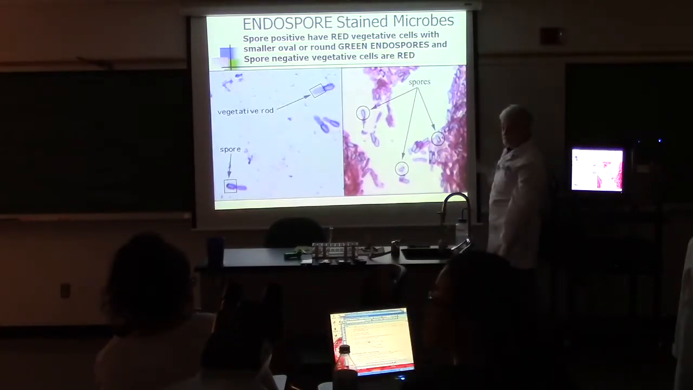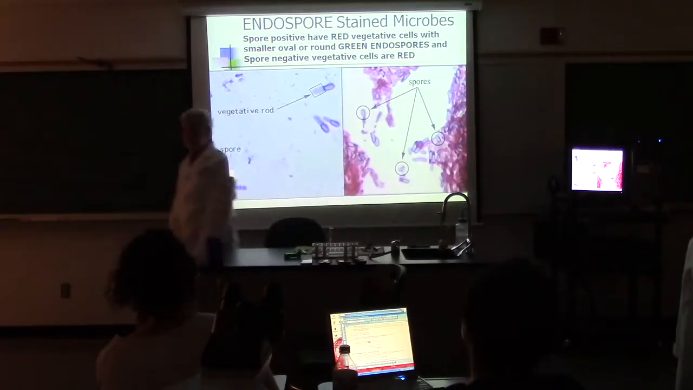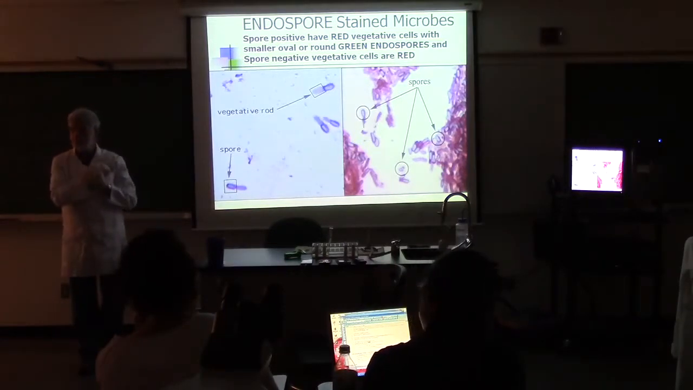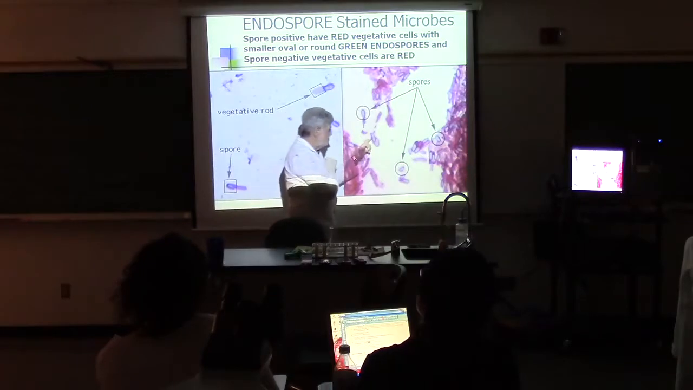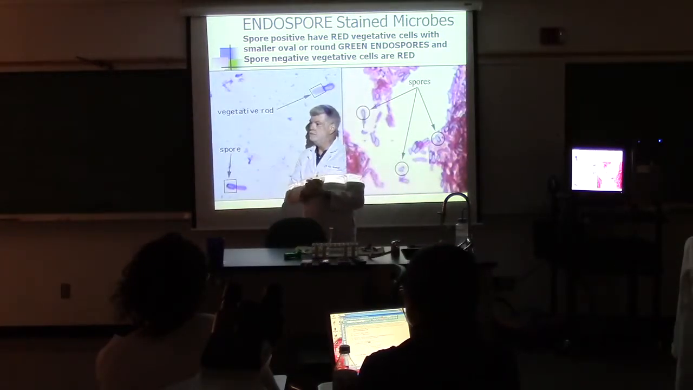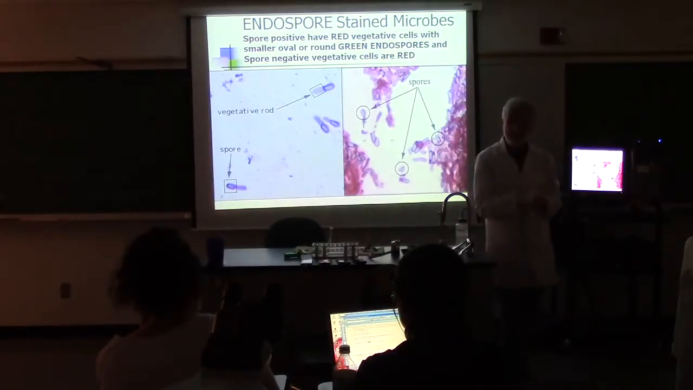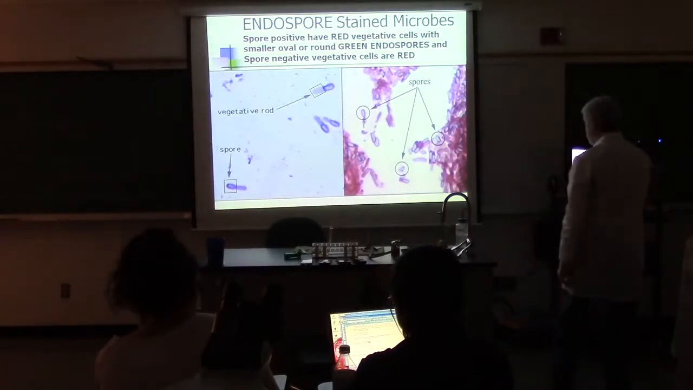So if it's pink like that, it's endospore positive. Why? You've got pink and green, so you know it's an endospore stain. Secondly, you've got a rod. Thirdly, you've got empty holes. Did I say anything about green? No, I didn't. Ignore green. If you think green, you're going to be wrong. And I'll show you why in a minute.